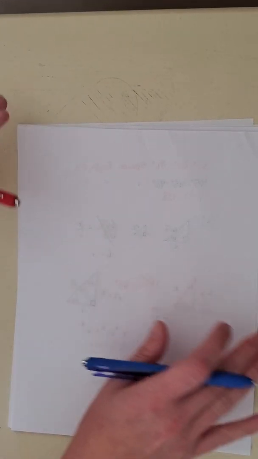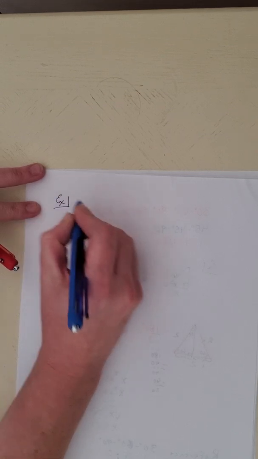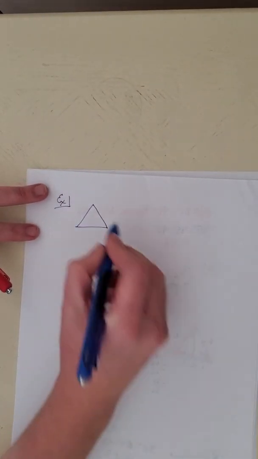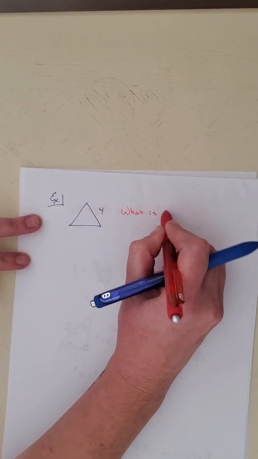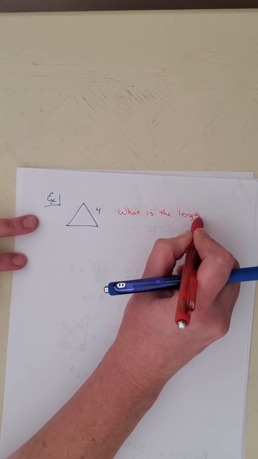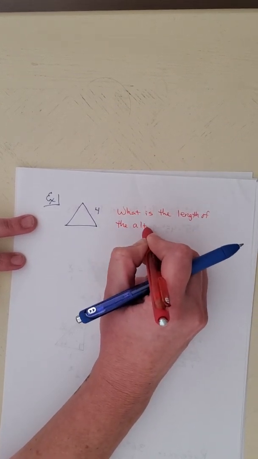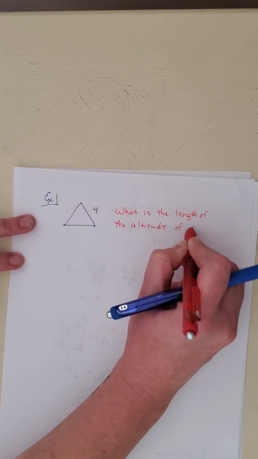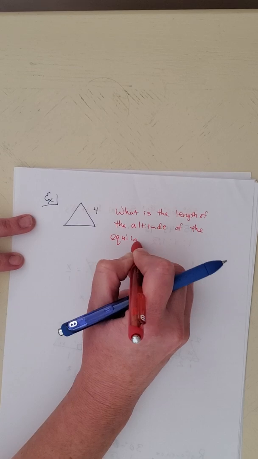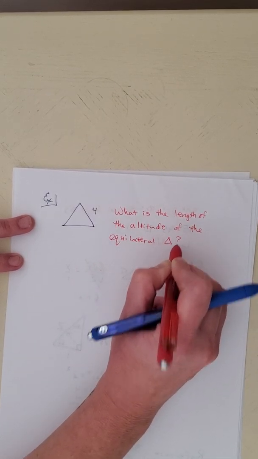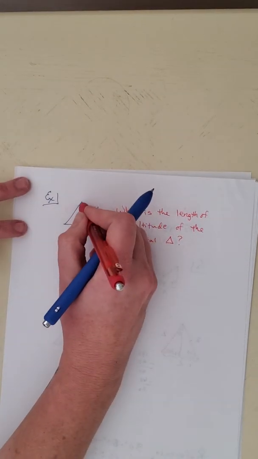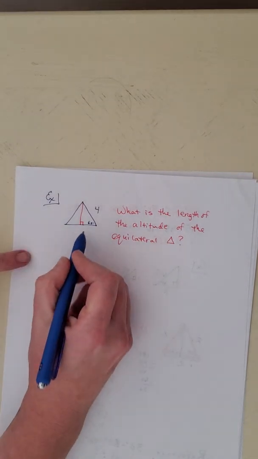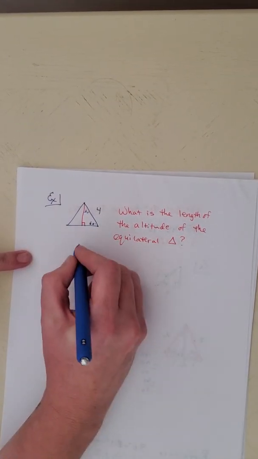So for example, let's just say that we had an equilateral triangle with a side length of 4, and they want to know what is the length of the altitude of the equilateral triangle. And so to figure that out, I'm going to go ahead and put in my 60-degree angle. I'll draw in my altitude. And what I know is that this is a 30, 60, 90 triangle. So I'll draw my reference triangle.